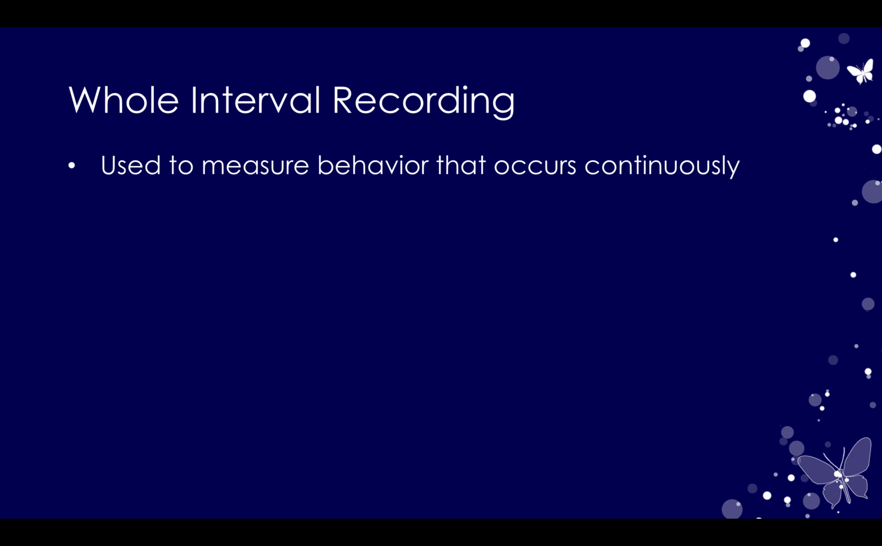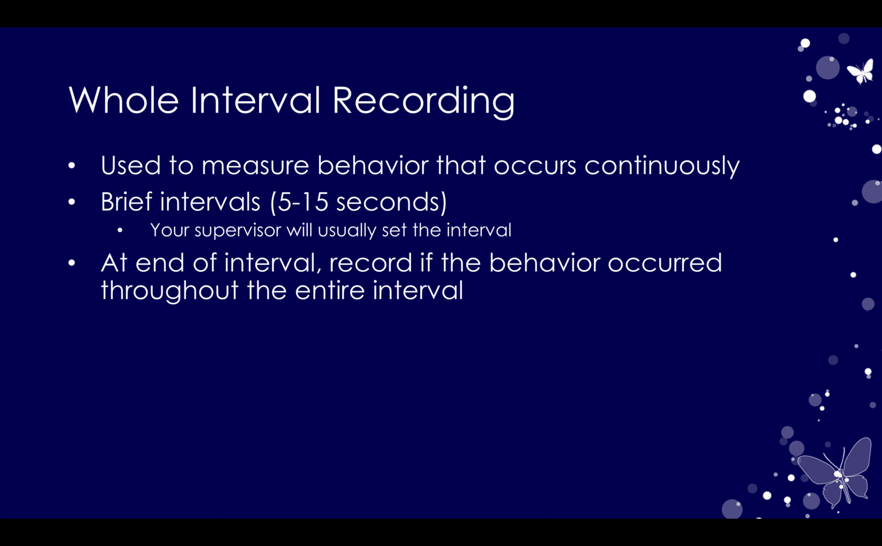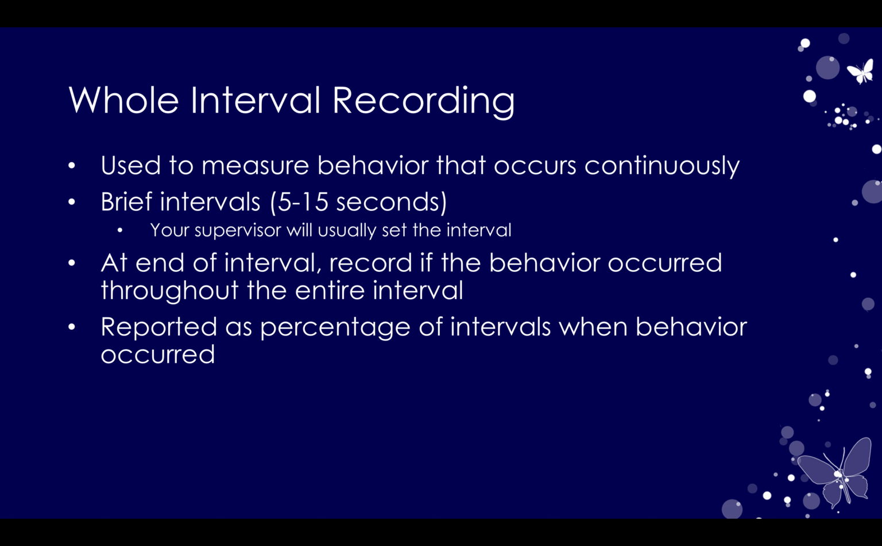So as a review, whole interval recording is used to measure behavior that occurs continuously. Whole interval recording usually involves brief intervals that are between 5 and 15 seconds, but these may vary and your supervisor will usually set the interval time, so make sure to check with them about how long your intervals should be when using this recording method. At the end of each interval, you record whether or not the behavior occurred throughout the entire interval when using whole interval recording. And then you report the whole interval recording measurement method as the percentage of intervals when behavior occurred.